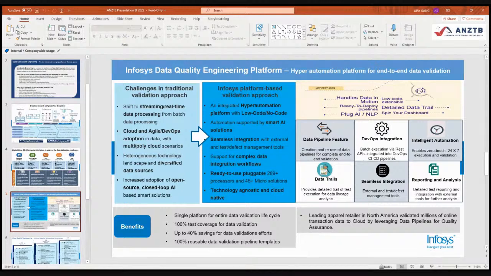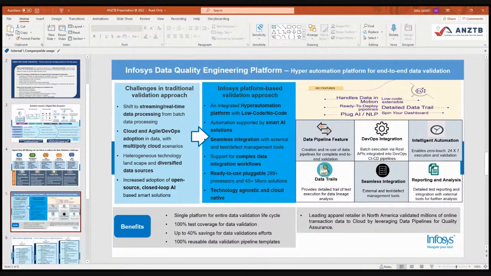poly or multi-cloud, multi-tenant environment. How do we capture all those scenarios into our one single platform? How do we analyze, or how do we validate and verify the information that is coming through? Also looking at your open source and closed loop AI based smart solutions. So these are some of the challenges.